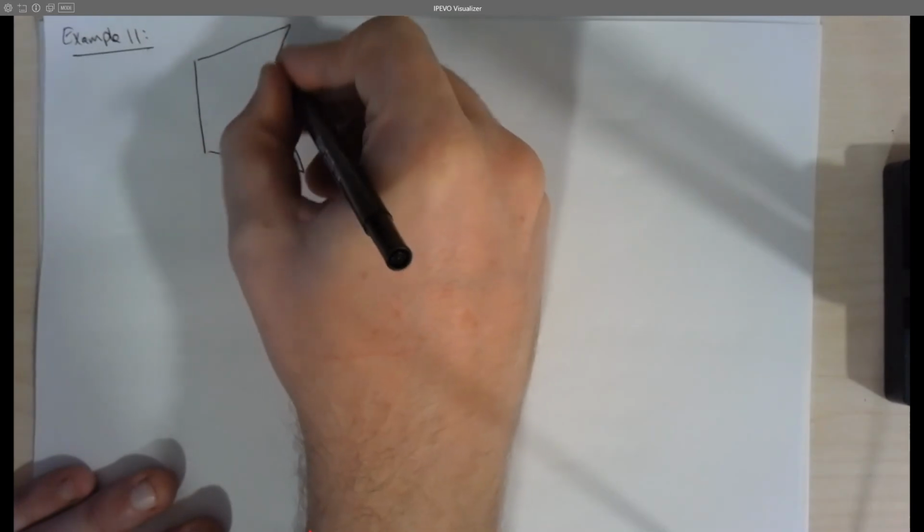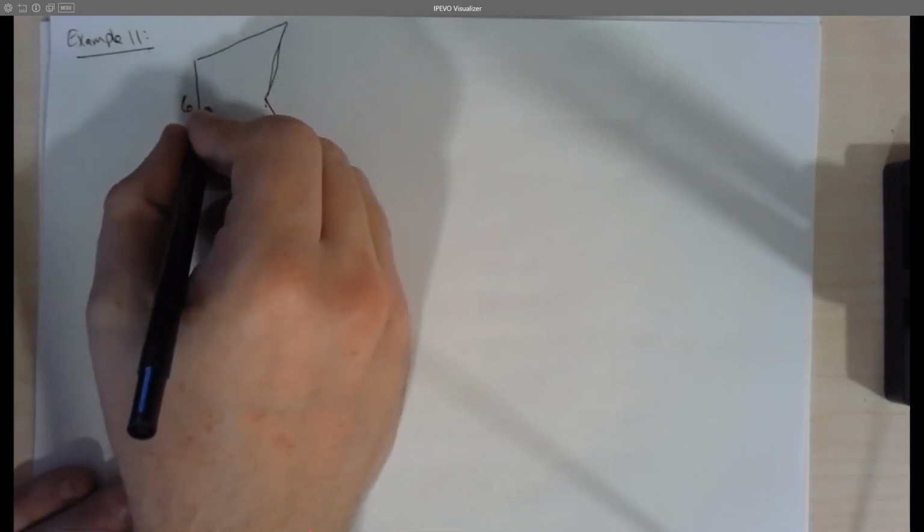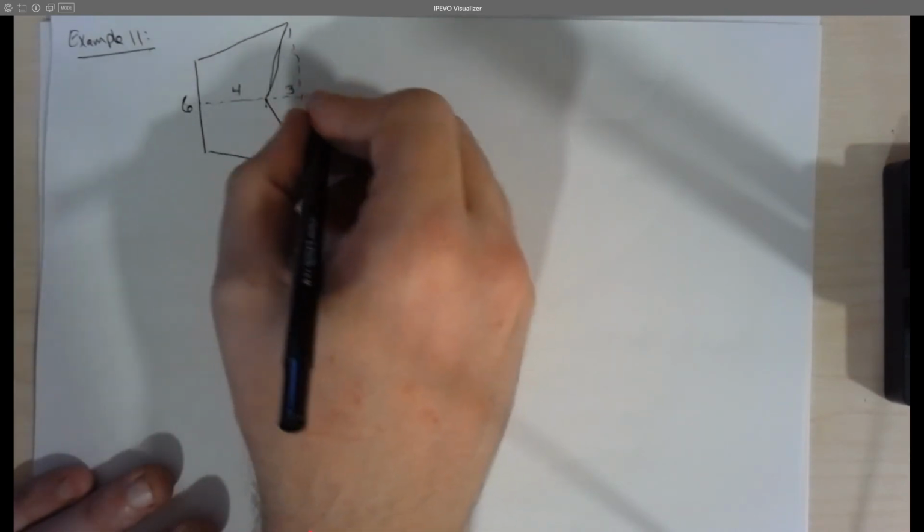Example 11, the final example here. It gives us a shape that looks like this. I'll do my best to draw it here. We are told that this is 6, that this perpendicular height is 4, that this is another 3, and that this total is 8. We're also told that this line and this line are parallel.